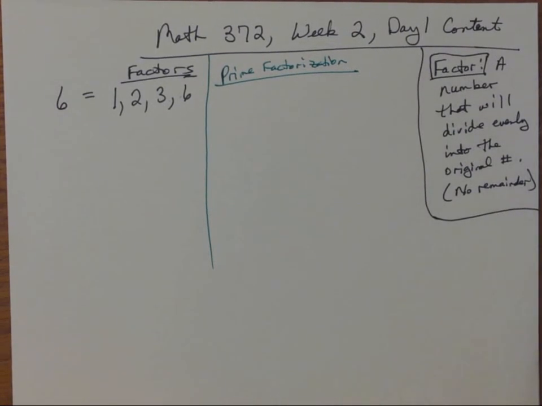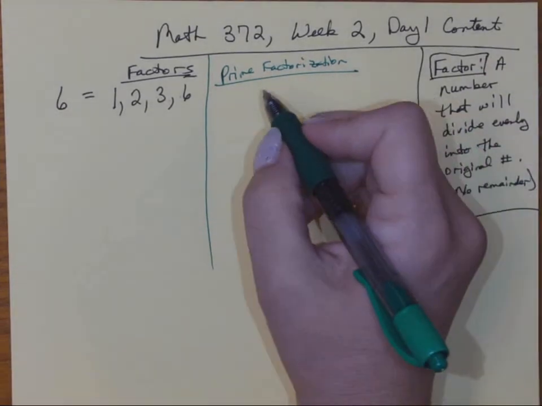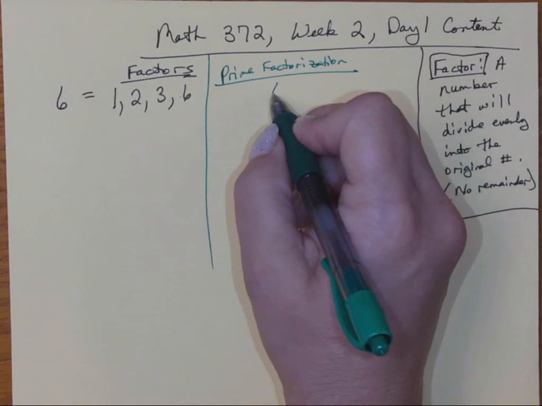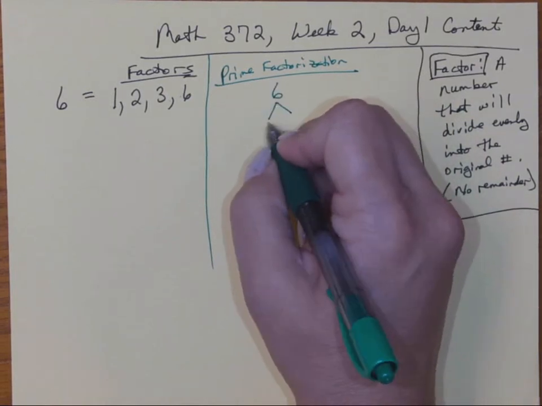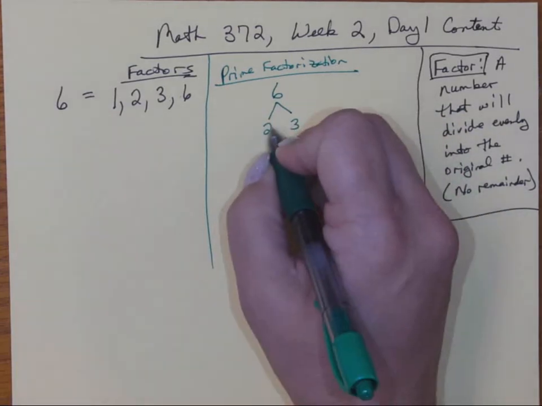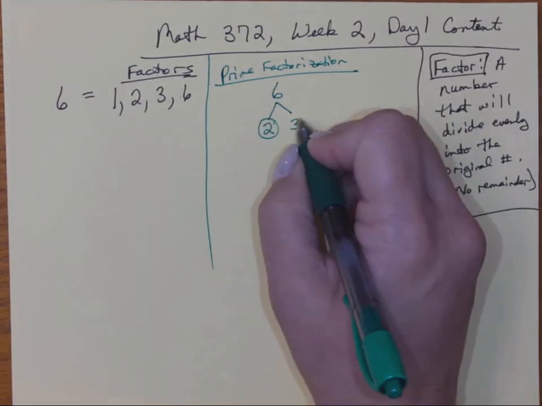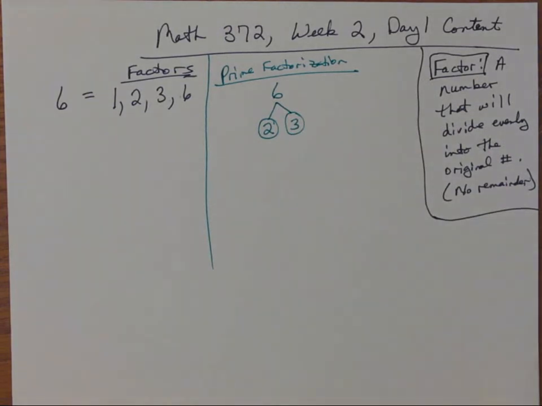So prime factorization, and there's lots of ways to do prime factorizations. Again, I don't care what technique you take as long as you can do it repeatedly. So prime factorizations, I like to do the factor tree. So 6, I can see that it's divisible by 2, and so 2 is a prime number and 3 is a prime number. So 2 times 3 is 6. That means that those two are the prime factorization of 6. So I can just kind of be done with that.